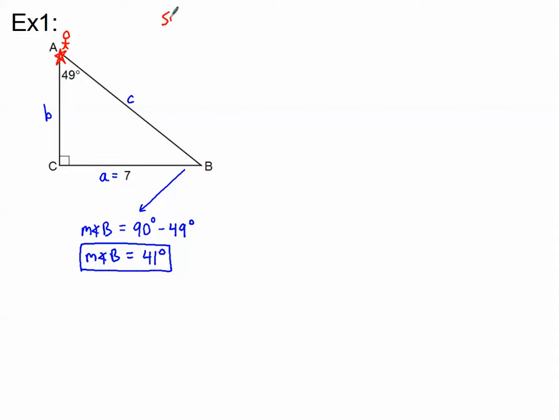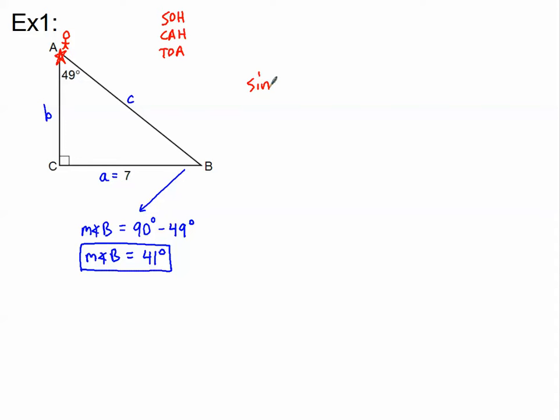So if I'm talking about SOHCAHTOA, the two ratios that deal with the opposite side are the two ones that have an O, the SOH and the TOA. So I know I'm going to be setting up a sine equation and I'm going to be setting up a tangent equation. So let's do both of them.